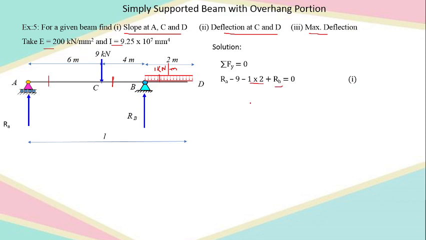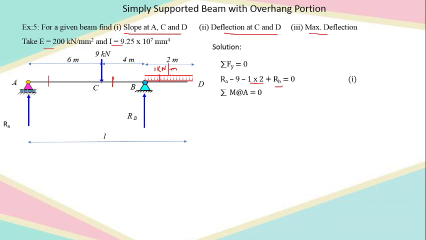Apply the third condition of equilibrium, the algebraic summation of moment about a certain point is equal to 0. I decided to take moment about point A. So let us do the algebraic summation of moment about point A. First force 9 into perpendicular distance 6. So 9 into 6, it is clockwise, so positive. Next one is what? Rb into perpendicular distance 10, right?